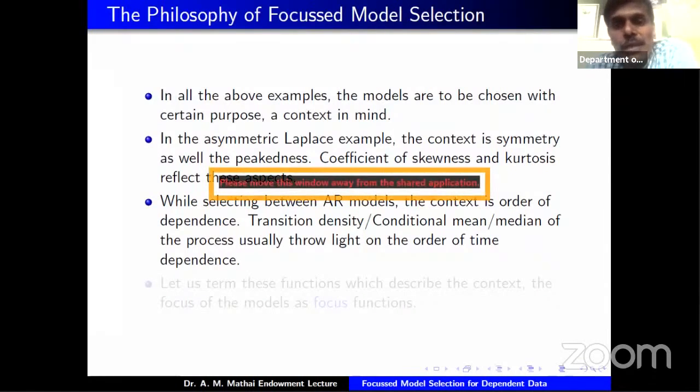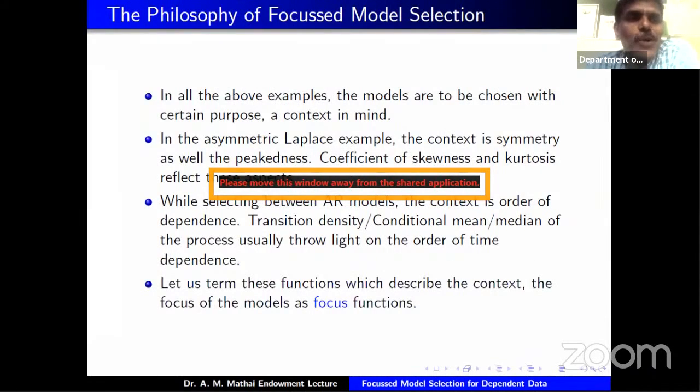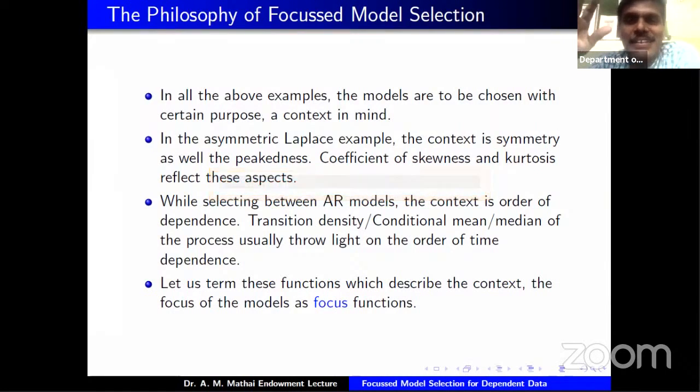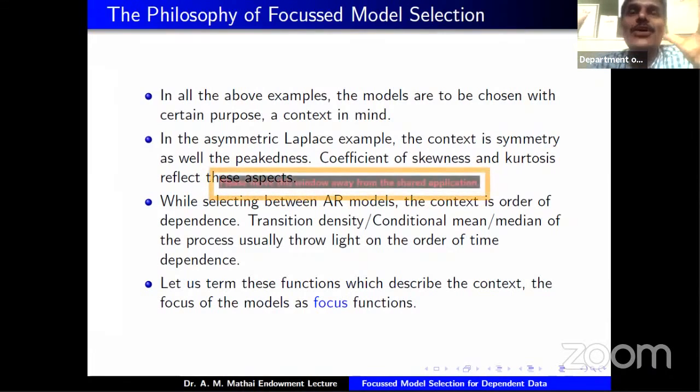While selecting an AR model, it could be the order of dependence. While talking about a general Markov chain, the transition density or conditional mean, conditional median could be of interest. So you have something in your mind that this is what I want to work on, even though you then go and select a model which doesn't take this into consideration, whereas it goes for the whole of the model. I mean, because you go for the complete likelihood and then try to find a model which can be used.